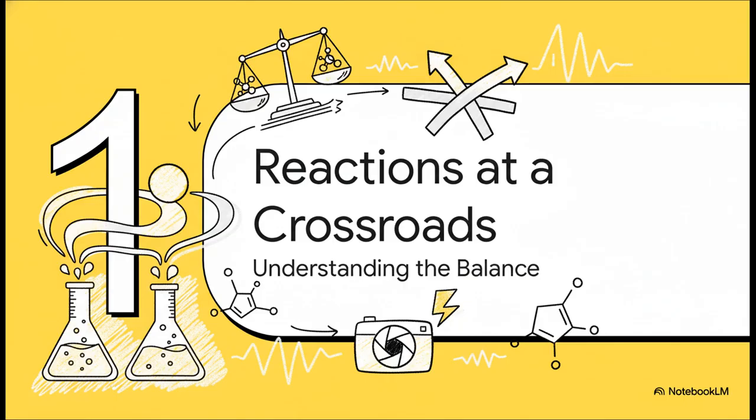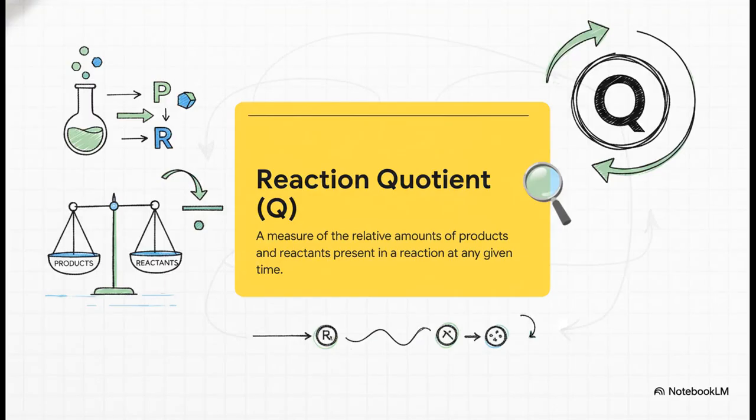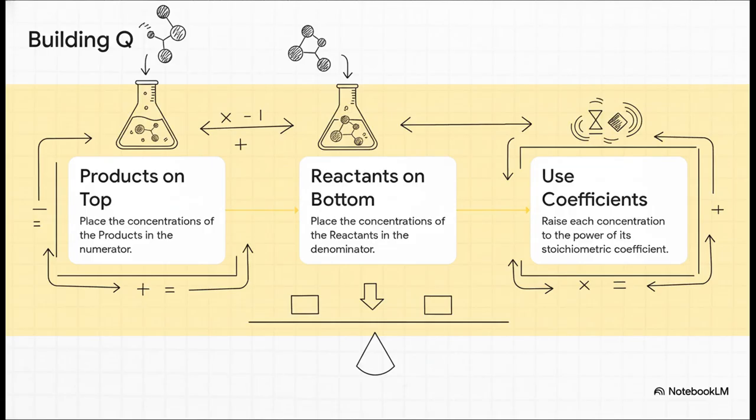So to really get a handle on this balance, this sort of chemical crossroads, we need a way to check in on the reaction's progress, right? We need a snapshot that tells us, okay, right now, in this very moment, how much product do we have versus how much of the original stuff is left? And that snapshot has a name. It's called the reaction quotient, but we're just going to call it Q. It's a single, really powerful number that gives us the exact ratio of products to reactants at any given moment.